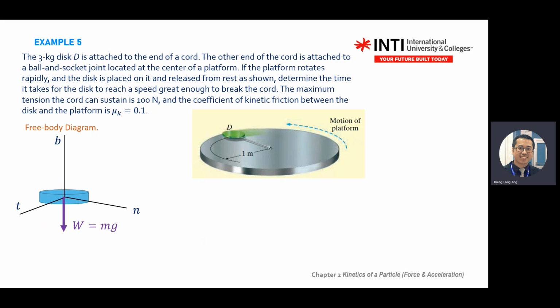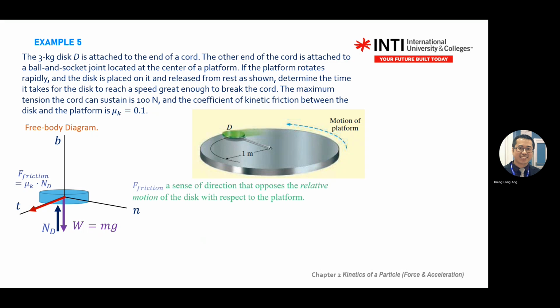Then straight away I input the weight equal to mg pointing down, because for chapter 2, you always have gravitational force. Then there's a contact. When there's a contact, I have normal forces. What does this N help you to find? Friction force. My friction force equals mu N and is pointing this way.